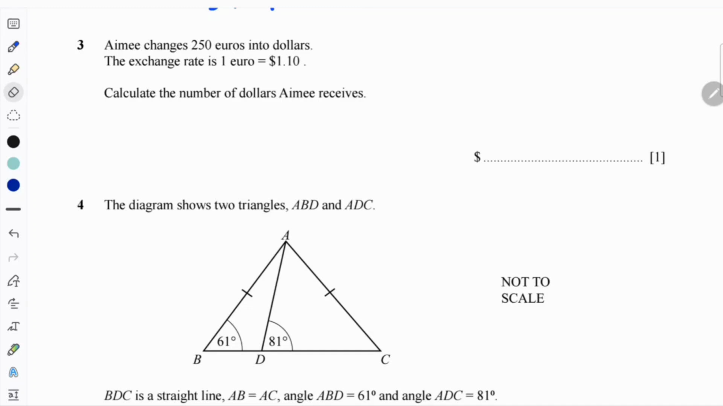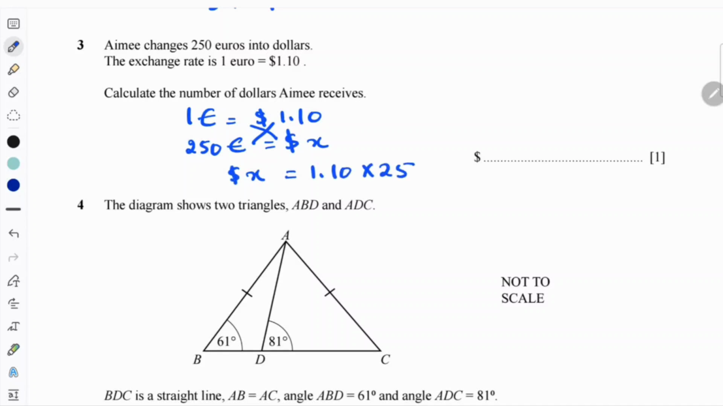Alright, the next question is question number 3. Annie changes 250 euros into dollars. The exchange rate is 1 euro equals $1.10. Calculate the number of dollars Annie receives. So 250 euros equals X dollars. If we just cross multiply with the ratio method, we can easily do the question. So X dollars equals 1.10 times 250.